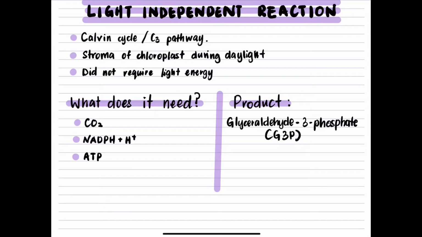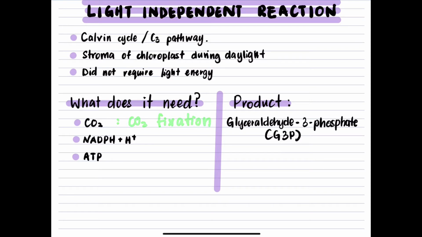The second part of photosynthesis is light-independent reaction. Light-independent reaction is also known as Calvin cycle or C3 pathway. This reaction occurs in the stroma during daylight, but it does not require light energy. What does it need? It needs CO2 for carbon fixation.